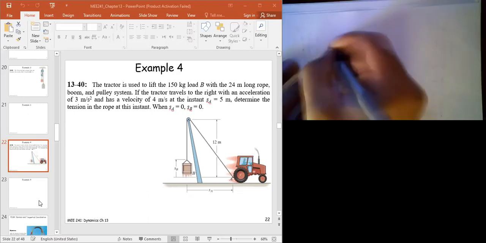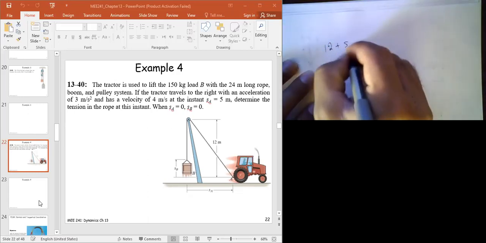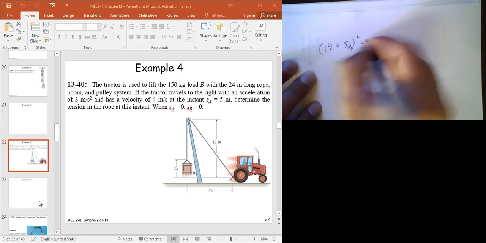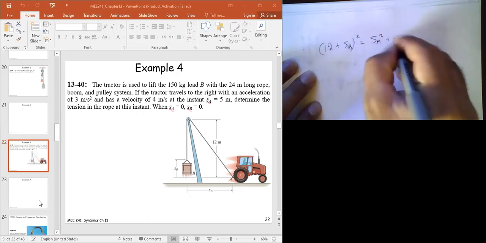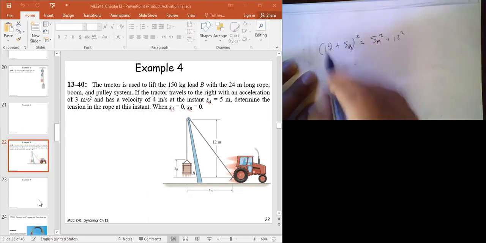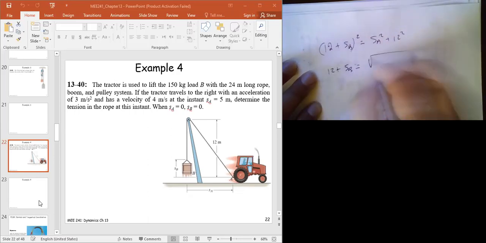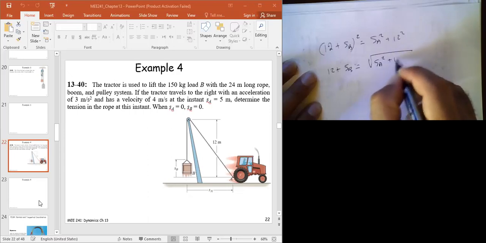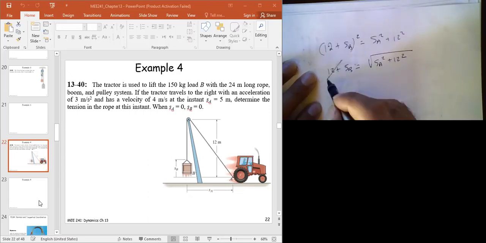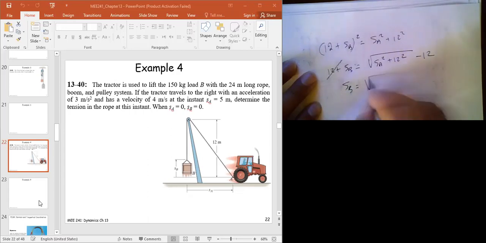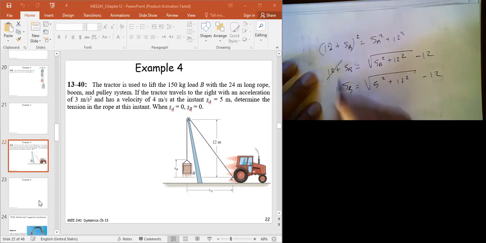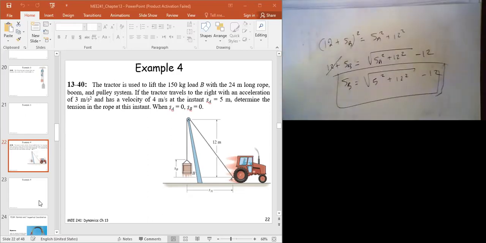Okay, if you want to get SB, basically you have (12 plus SB) squared is equal to SA squared plus 12 squared. How can I get SB? Do the square root, right? So 12 plus SB is equal to the square root of SA squared plus 12 squared. Now I can move this guy here, minus 12. So SB is equal to, we know SA is 5, so the square root of 5 squared plus 12 squared, minus 12.